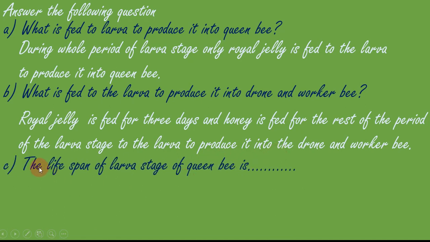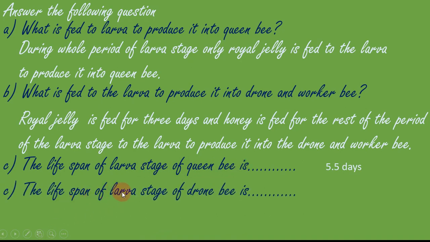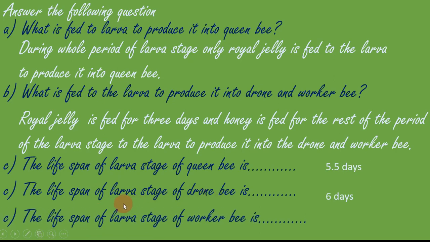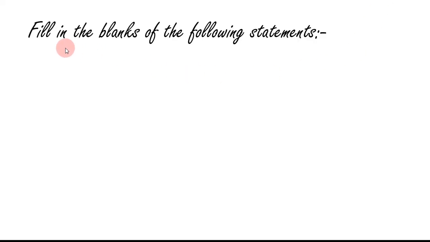And another question, the lifespan of the larva stage of queen bee is 5.5 days, and the lifespan of the larva stage of drone bee is 6 days, and similarly for the worker bees, the lifespan of the larva stage of the worker bee is 6 days. Now we have another set of questions. It is a fill in the blanks type of questions.